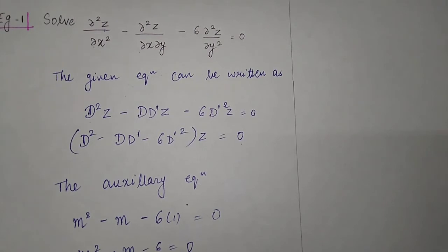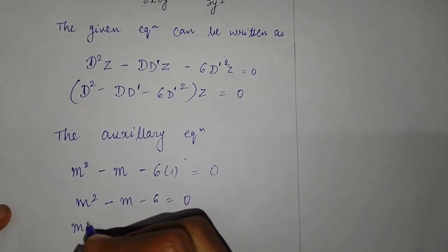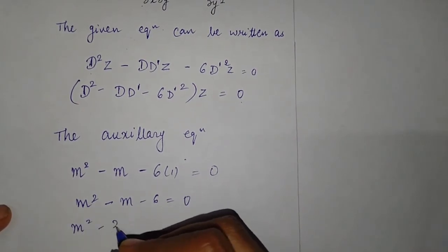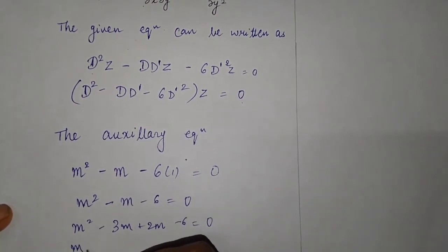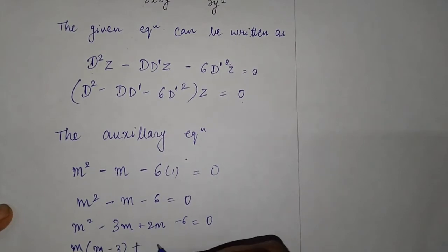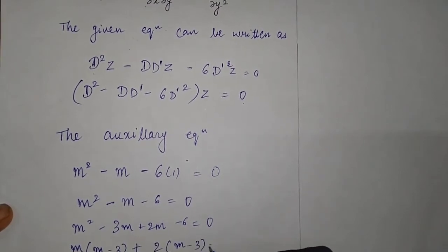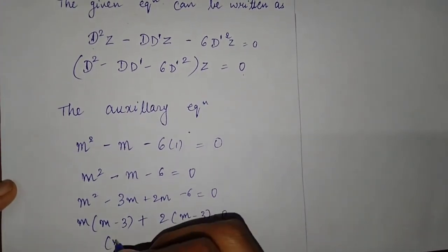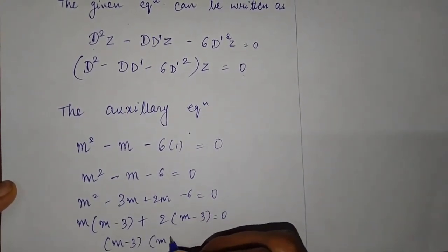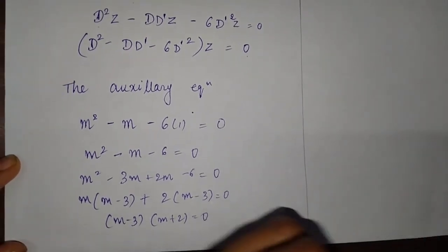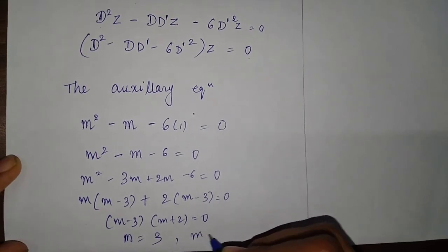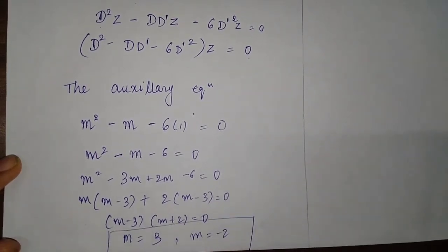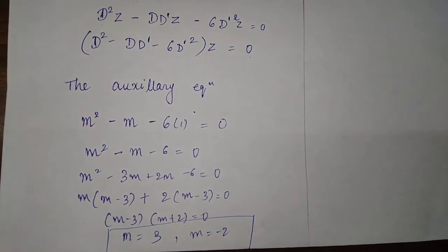So you should know how to find the factors of this equation. If we solve this equation further, then I will get m square minus 3m plus 2m minus 6 equal to 0. That is, if I take m common, it is m minus 3, plus 2 common, again m minus 3. So I get (m minus 3) into (m plus 2) equal to 0. So finally we get m equal to 3, and from here we get m equal to minus 2. So we got the two values of m, that is 3 and minus 2.